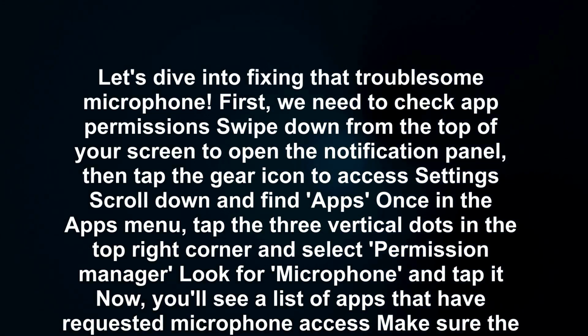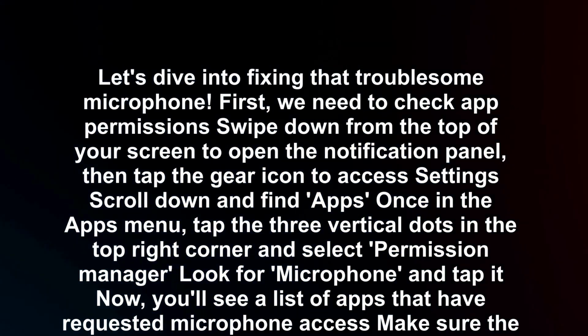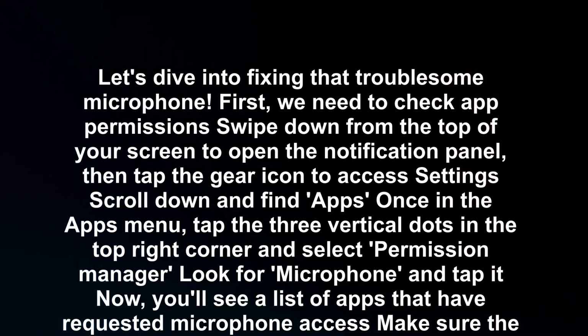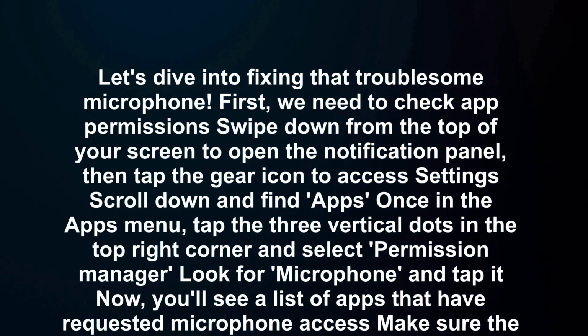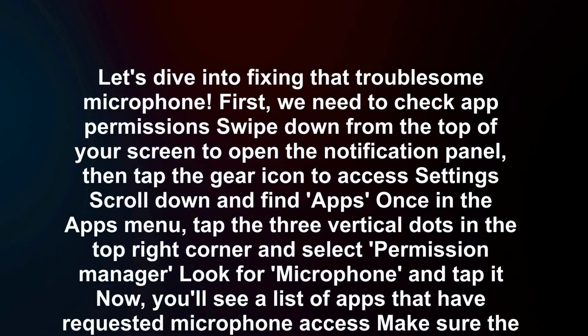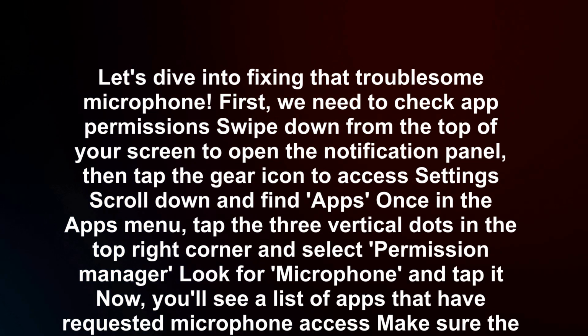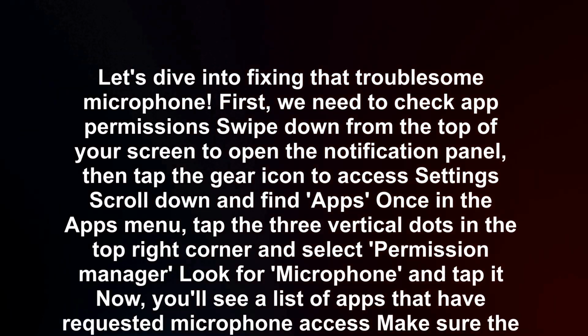You'll see a list of apps that have requested microphone access. Make sure the apps you want to use the microphone with, like your phone app or voice recorder, have permission granted. If an app that needs the microphone is set to Don't Allow, tap it and change it to Allow.